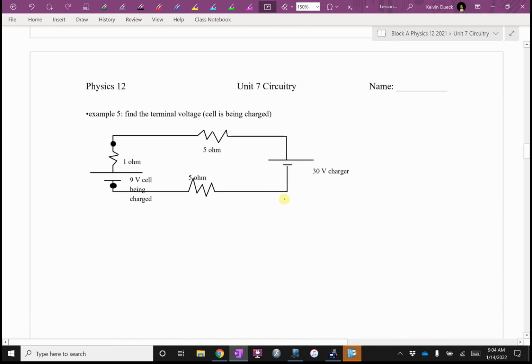That internal resistance is really important for rechargeable batteries because that's actually what recharges the battery. Example 5 says this: find the terminal voltage if the cell is being charged. Say, what? Naomi, how big is this battery? What's its EMF? What's printed on the side? Yeah. How big is the charger?